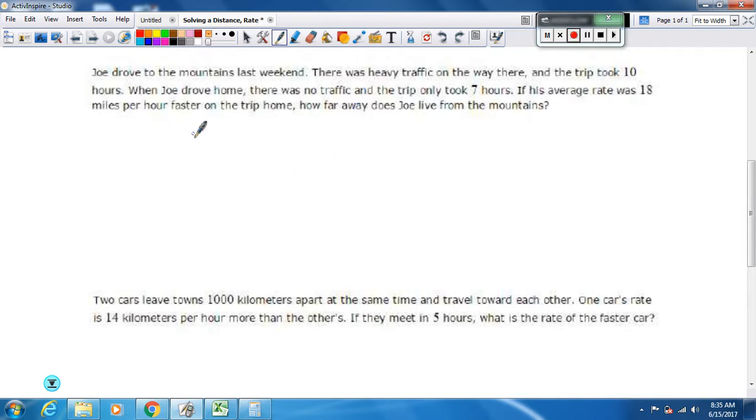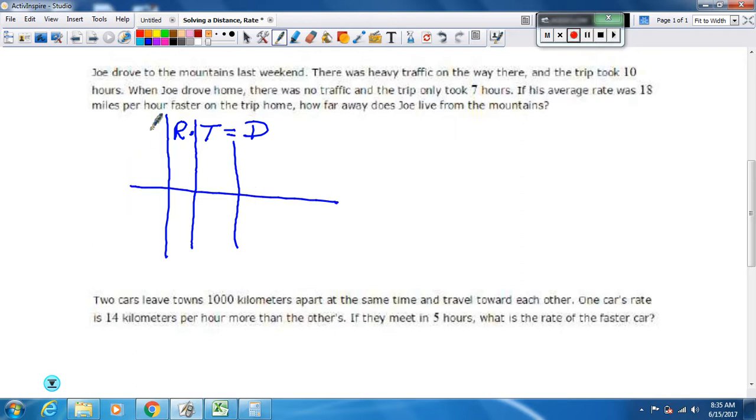So again, rate times time equals distance. You're going to use this for every single one of them. You make your extra little column in 2 rows. Okay, so we have, he's going to the mountains and he's going back home.